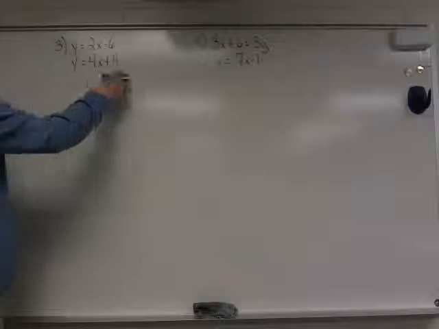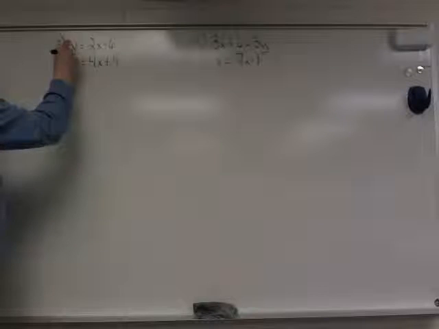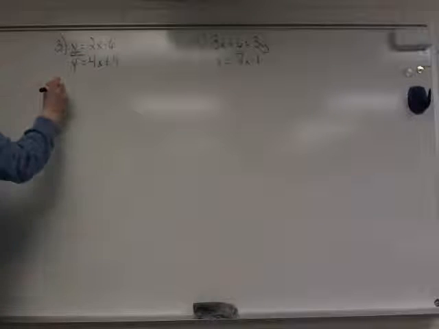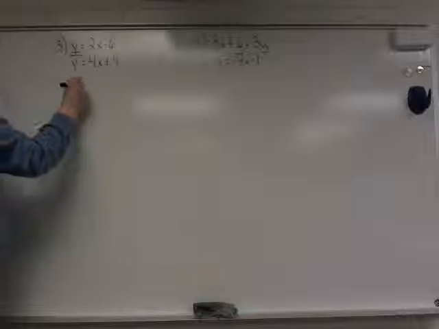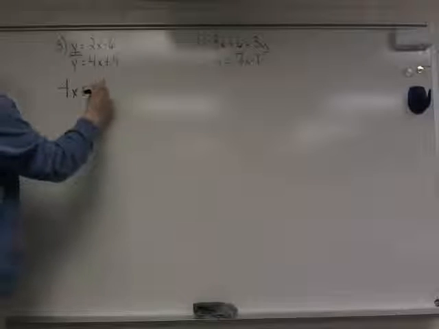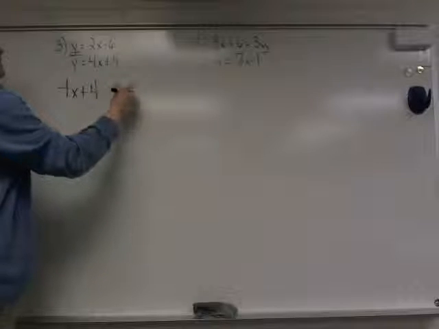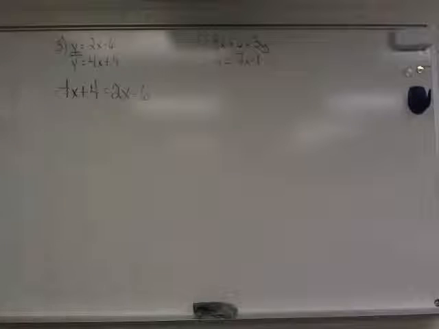So what I see here is that y is the same thing as 4x plus 4. So I'm going to go into the top equation and change y into 4x plus 4. So 4x plus 4 is the same thing as 2x minus 6. Solve the equation. Again, if I'm solving the equation, I'm using the rules for solving equations we always have, which say variables on the left and numbers on the right.